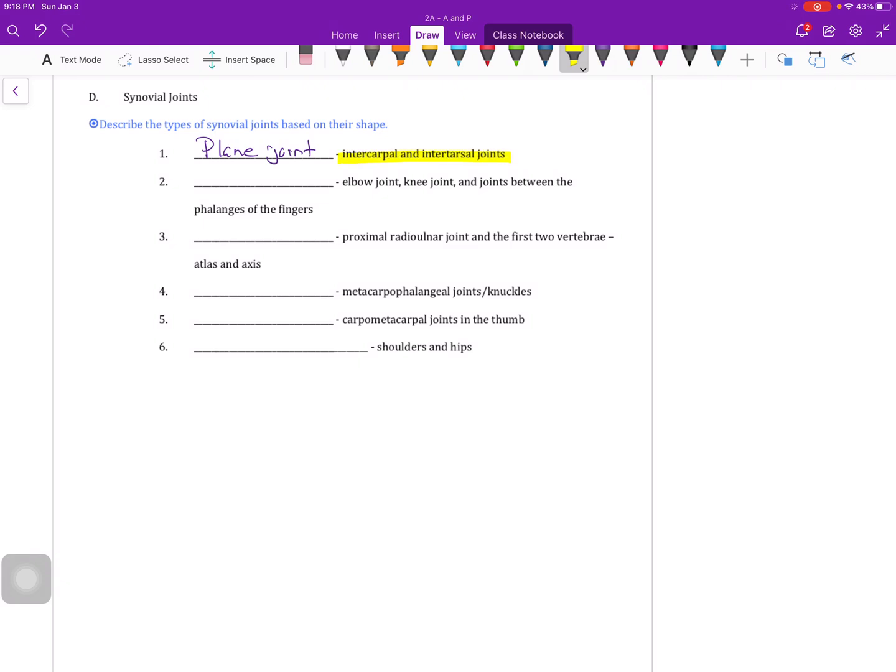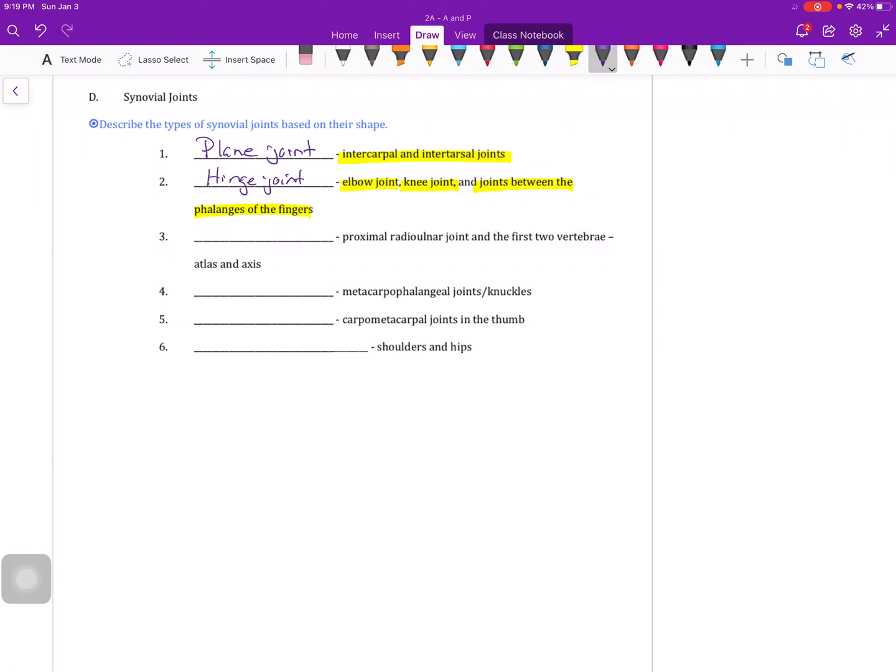The next one would be a hinge joint. I think that one is self-explanatory, just like the hinge on a door. That would be an elbow joint or a knee joint, and joints between the phalanges of the fingers. That would be hinge joints.